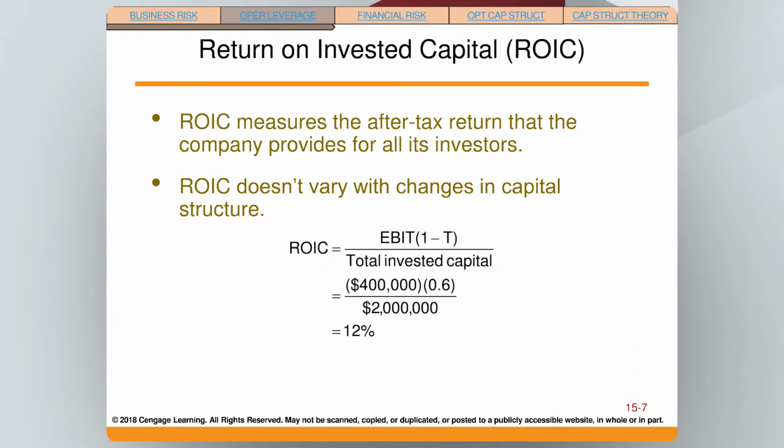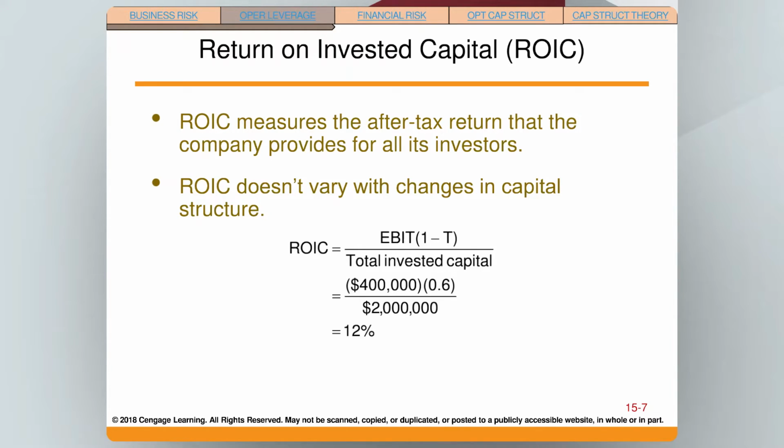So meaning, in terms of the business risk, as discussed a while ago, business risk belongs to our return on invested capital. Very important also to discuss the ROIC. The ROIC is the return on the invested capital. It measures the after-tax return that the company provides for all its investors.